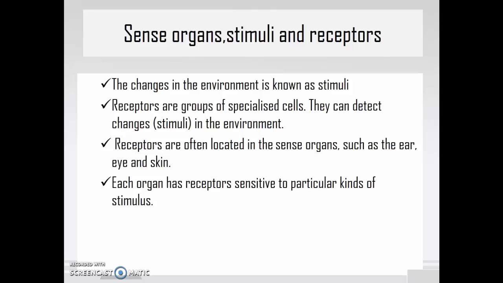Now, what are receptors? Receptors are groups of specialized cells, and they can detect changes in the environment. And where do we find receptors? They are located in all the sense organs of the body, and each sense organ has receptors for detecting different stimuli. Is it possible for you to hear through your eyes? No, because they have not got receptors for hearing, they have just got receptors for seeing. Each organ has receptors sensitive to a particular kind of stimulus.